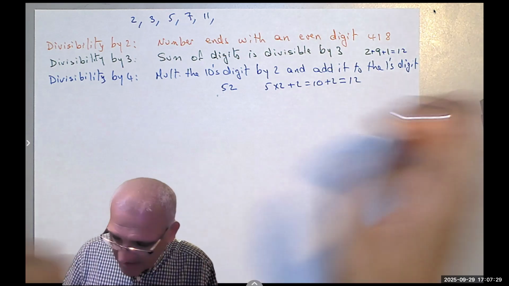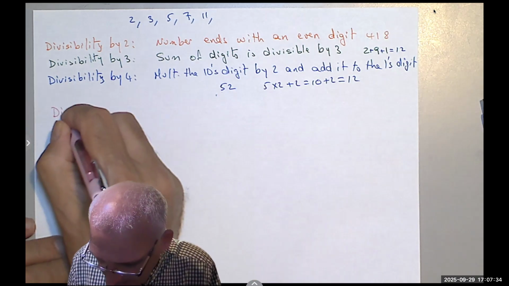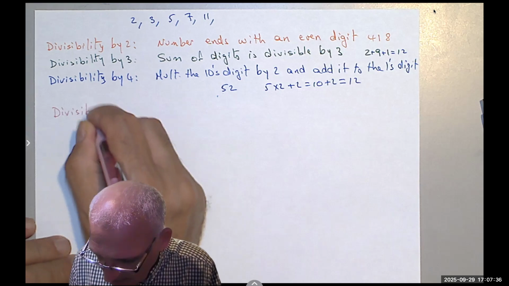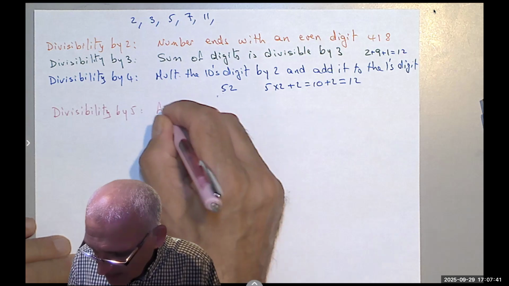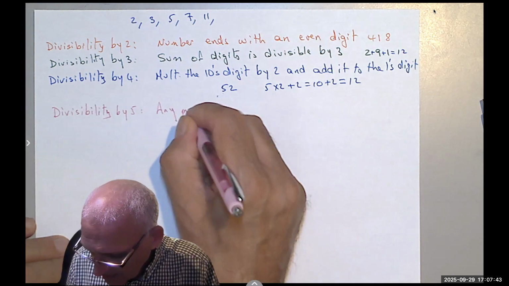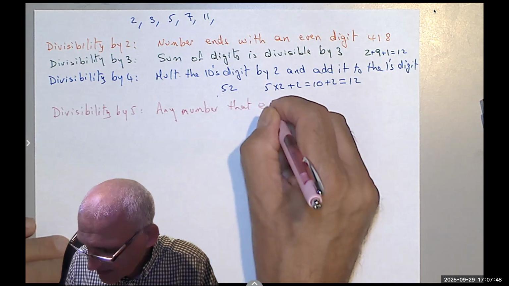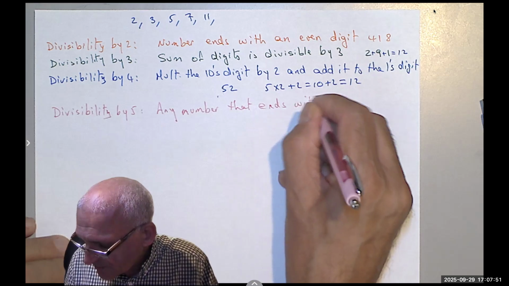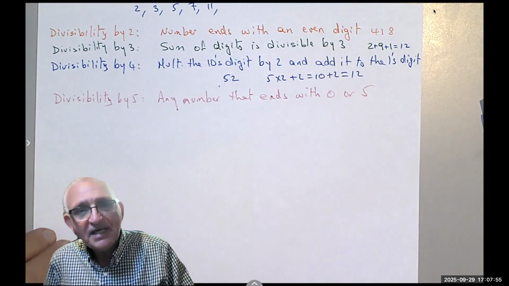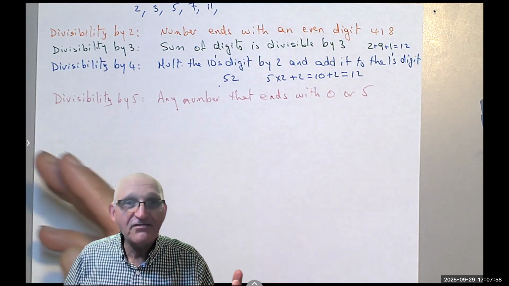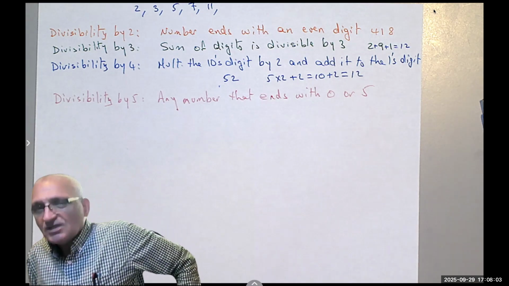5 is even easier. You already know that. Any number that ends with 0 or 5 is divisible by 5. And you know how to divide any number by 5? Of course you know, but maybe there is a shortcut.